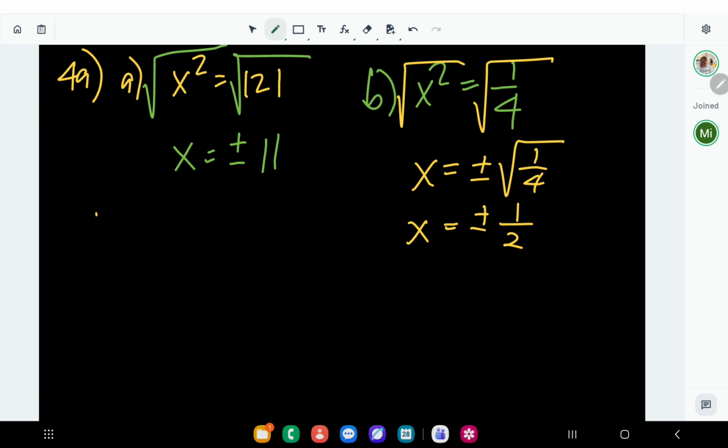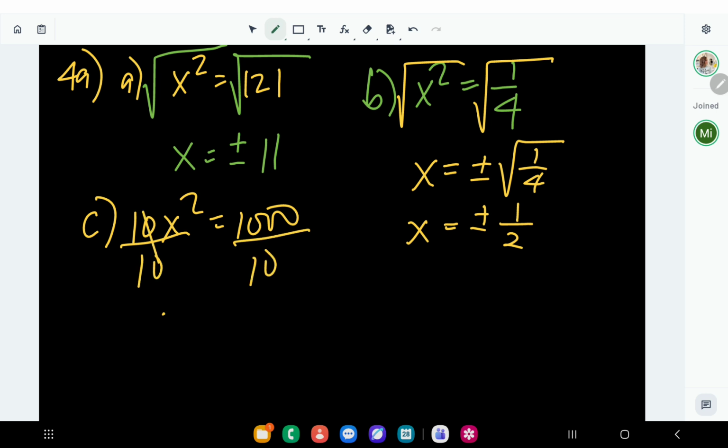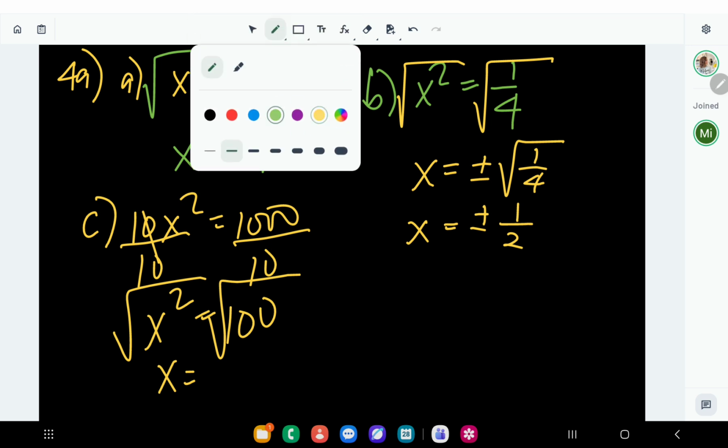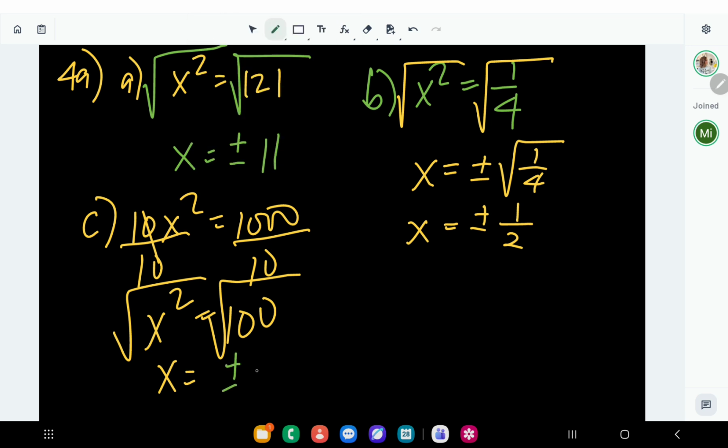Okay, yeah, you can divide by 10. So letter C is 10x squared equals 1000. You divide this by 10. So x squared is equal to 100. Okay, then you get a square root. So x is equal to plus minus 10. It should be plus minus 10. You get the square root.